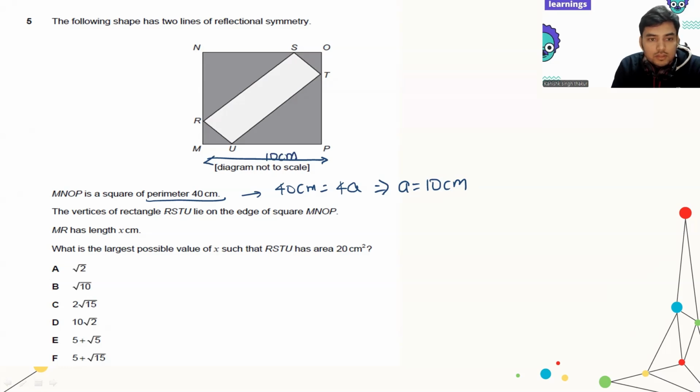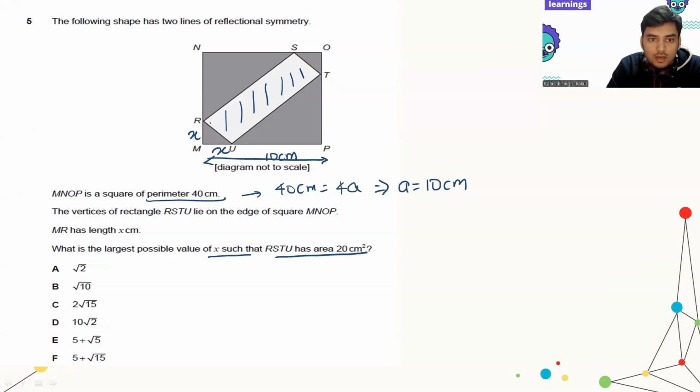Now the vertices of rectangle RSTU are on the edge of the square. So RSTU, you can see one rectangle over here, and it is on the edge of the square MNOP. MR has length x, so this length is given to you as x. Obviously, there is a symmetry in the square, so MU will also be x. What is the largest possible value of x such that RSTU has area 20 centimeters squared?